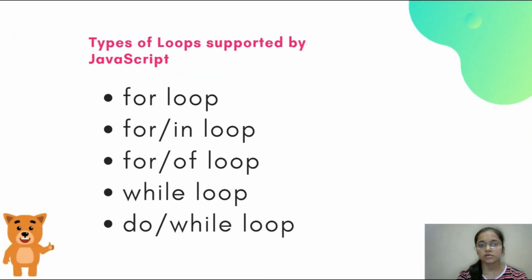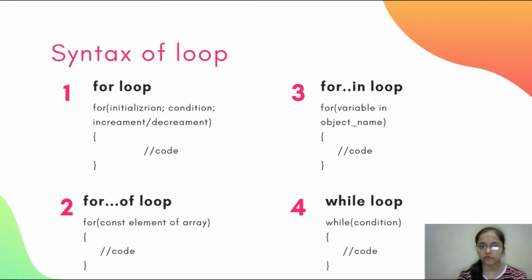So now let's see the types of loops that are supported by JavaScript. That is for loop, for in loop, for of loop, while loop, and do while loop. Now let's see the syntax of all the loops. The first one is the for loop. In the for loop, the syntax goes like this: first the keyword for, then initialization, like i equal to 0 or i equal to 1, or any variable which you want to initialize in the loop. Then the condition, meaning till which condition you have to go through the loop, and then increment or decrement, and then between the curly braces the code goes.